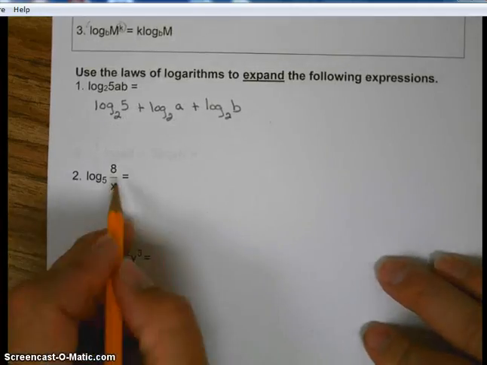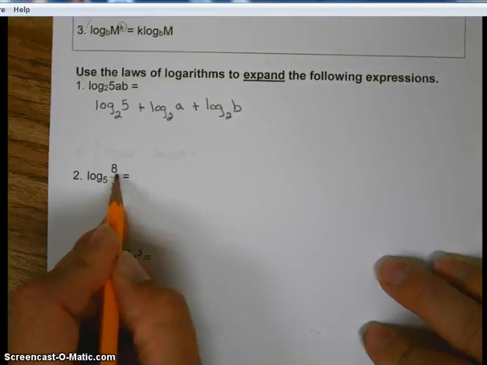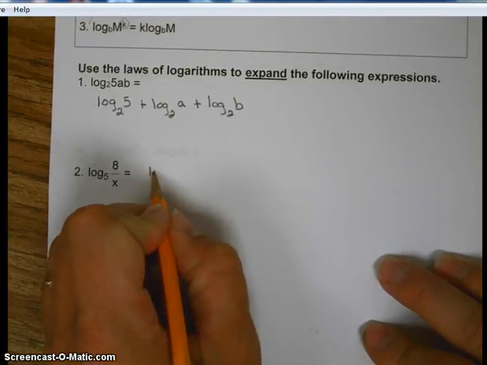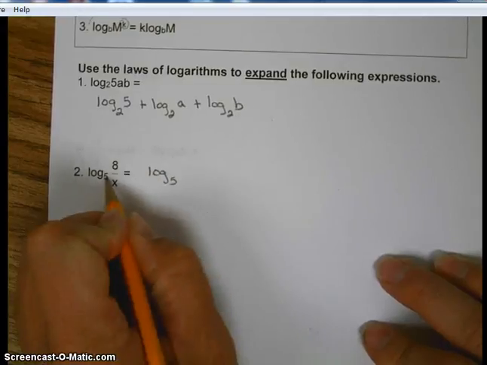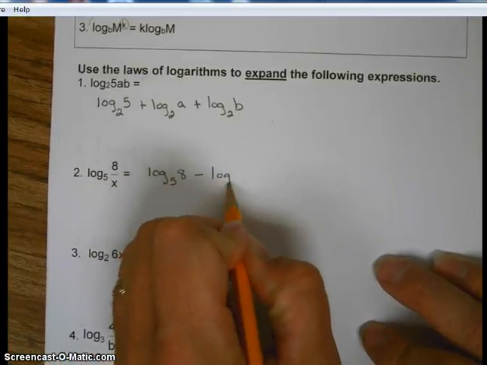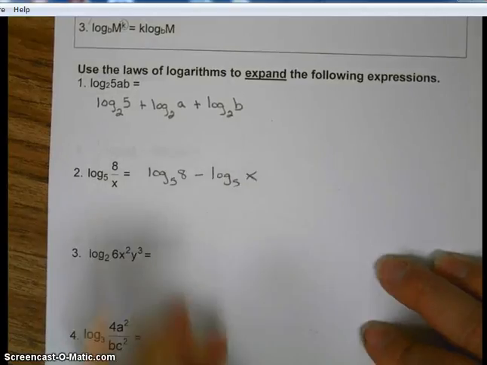Okay, so here we have a division. So when dividing, what do we do? We subtract. Top to bottom, log base 5 of 8 minus log base 5 of x. Pretty simple.